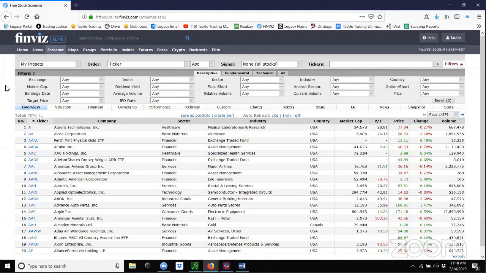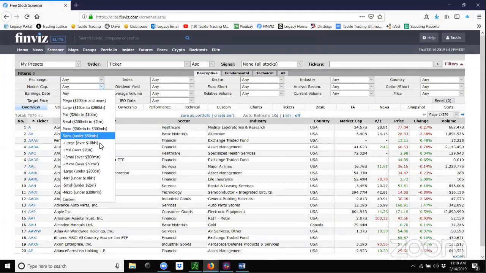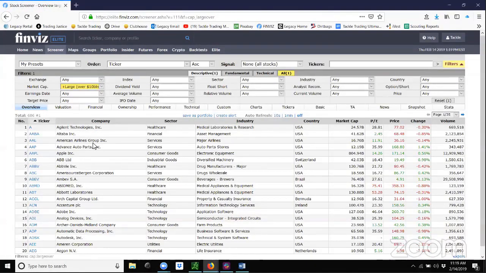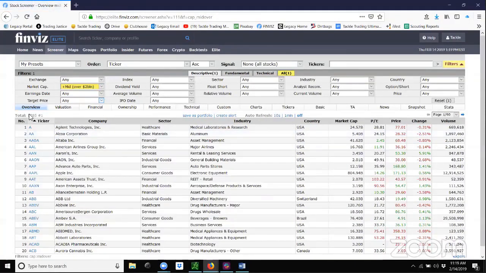FinViz is my favorite scanning tool. It's also a complicated scanning tool because you have to build the scan yourself, but it is one of my favorite ones out there. First and foremost, whenever I'm scanning, whether it's for credits, debits, swing trades, covered calls, whatever it is, I always start with the descriptive tab here, and I always go plus mid cap stocks. If I'm scanning for a specific dollar mark, I might go plus large cap stocks to kick out the small and the mid cap stocks for this type of credit spread. So I'm going to stay on the plus mid just to see how many stocks I can get.